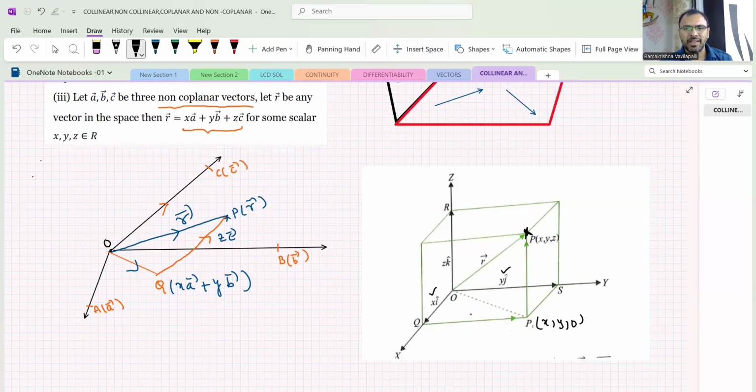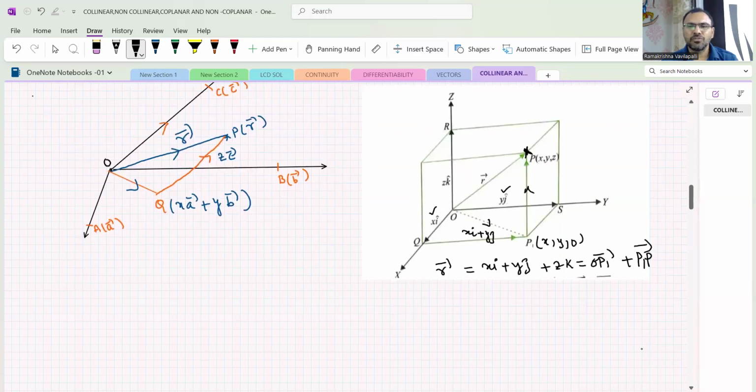So what is this vector? This vector is xi plus yj. Now apply that R bar is equal to xi plus yj. Okay, that is OP1 plus P1P. This is equal to zk. This is nothing but OP1 bar plus P1P bar vector.